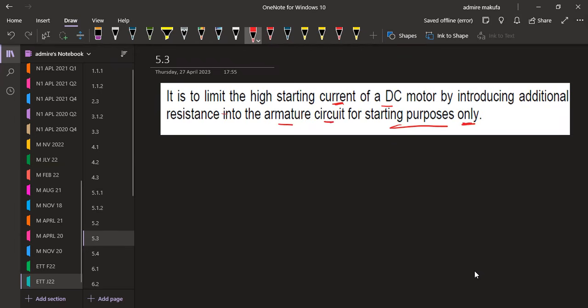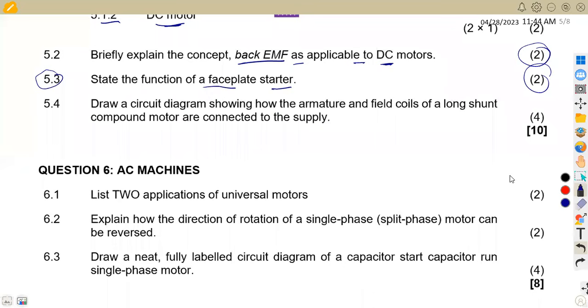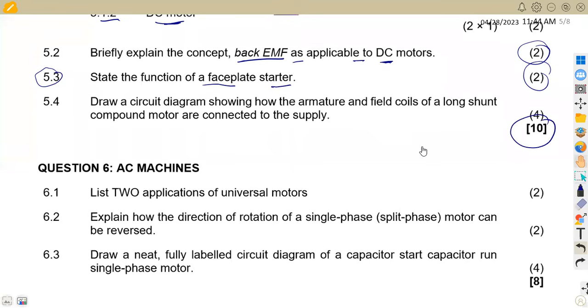So that is why we are saying a face plate starter is only for starting. It's only for starting purposes. So you must be careful on that one. All right. So that is what we had on this part. If you had to check, that was 10 marks on this part of the question on DC machines.